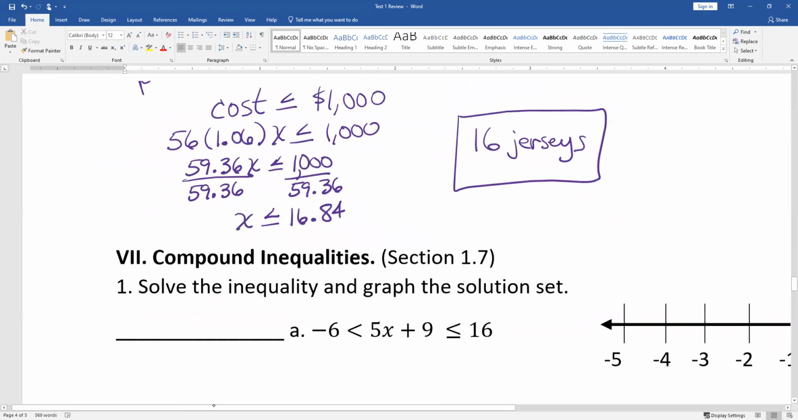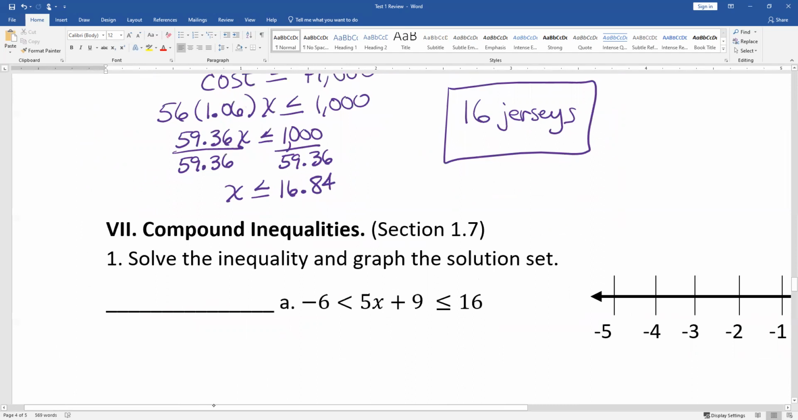All right, these last few are the same that you just did on quizzes. So hopefully it's all still pretty fresh. Section 1.7 is just covering your inequality, like your compound inequalities.